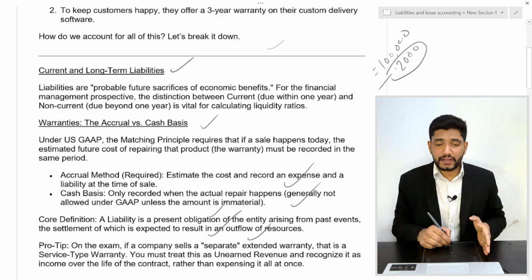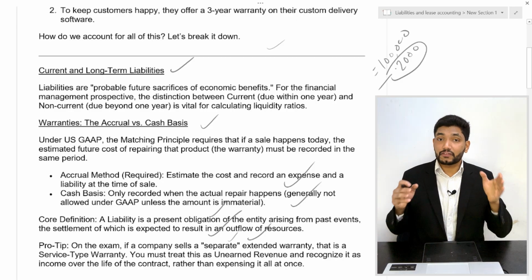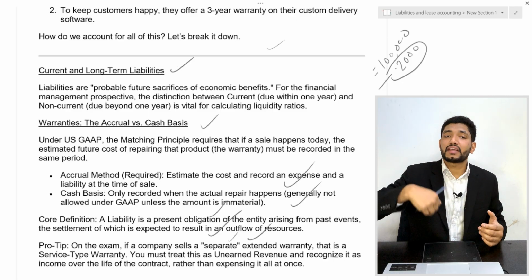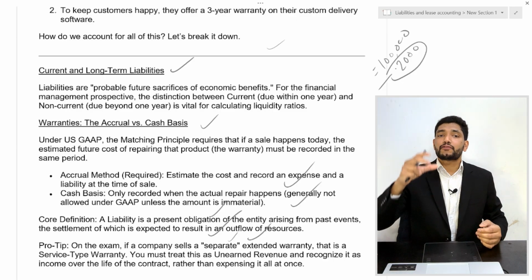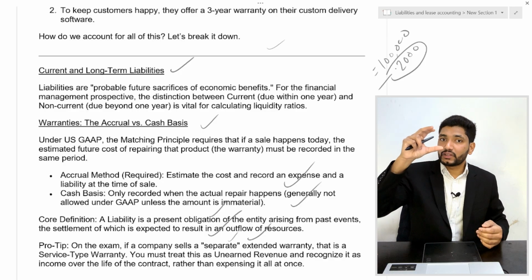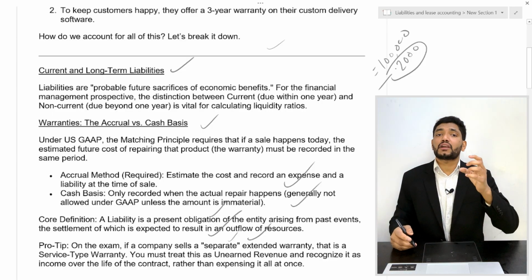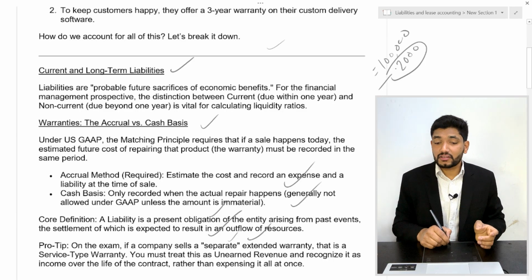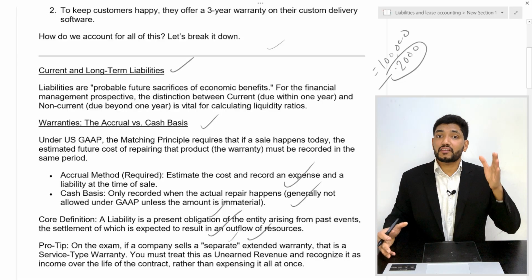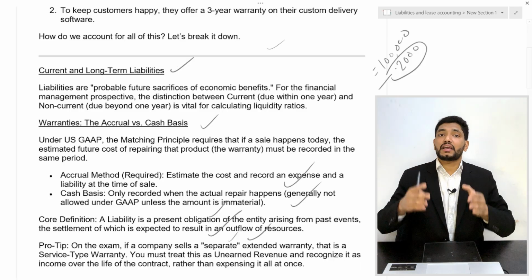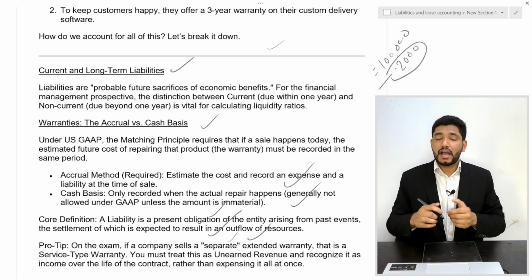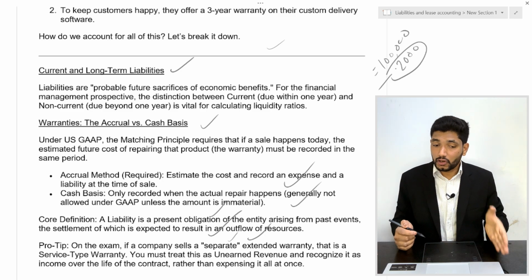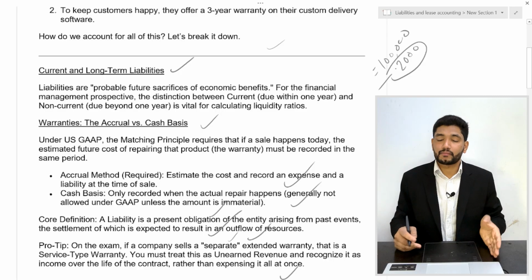As an example, if a company sells a separate extended warranty, that is a service type warranty. There are two types of warranties. One is attached with the product. I am selling an electronic product, suppose a television. If I am attaching that warranty with that product, that is the normal warranty. If you are selling warranty separately, that is a service type warranty. So here the treatment is entirely different. If it is a service type warranty, you have to consider that warranty sales amount as unearned revenue, and that income has to be recognized over the useful life of that contract rather than expensing it at once.